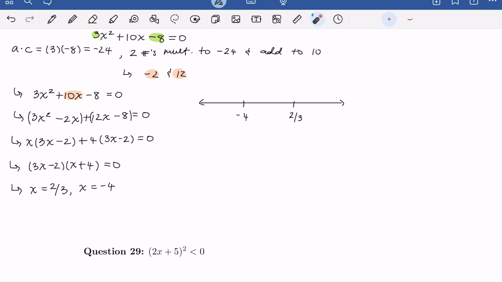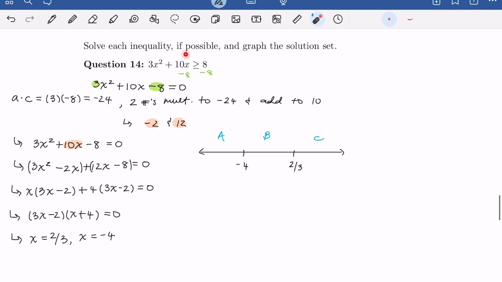So what's happening here is that the real number line is being broken up into 3 different intervals. I'm going to call this interval A, it's all of the numbers less than negative 4. This one would be interval B, all of the numbers in between our two solutions, our two roots here. And then the last one is interval C, everything greater than this solution, this 2/3.